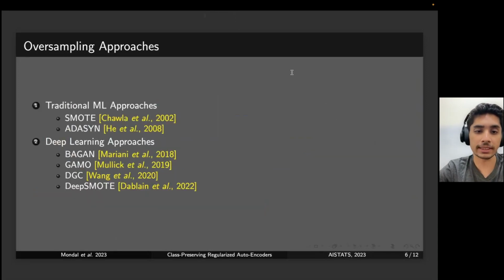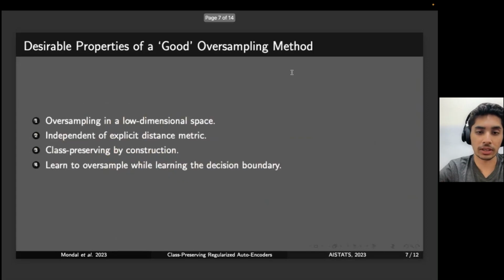There have been several works in this area of oversampling. For example, traditional methods like SMOTE and ADASYN try to interpolate between minority data points to sample more points. Similarly, there have also been some deep learning based approaches such as BAGAN, GAMO, and DeepSMOTE.